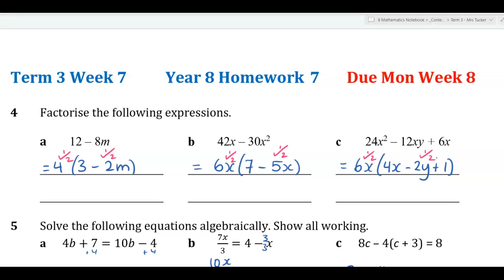Inside the brackets? No. But I would normally just follow on from exactly how the question has said it. Is factorizing coming back to us a little bit? Yes. All right. So they were all 1 mark.